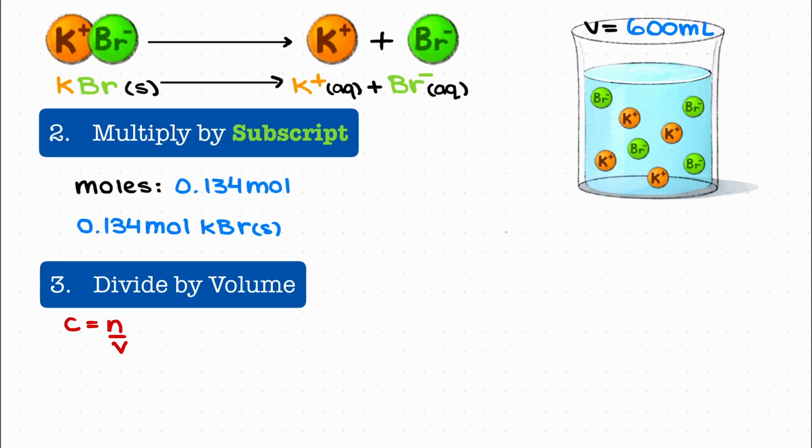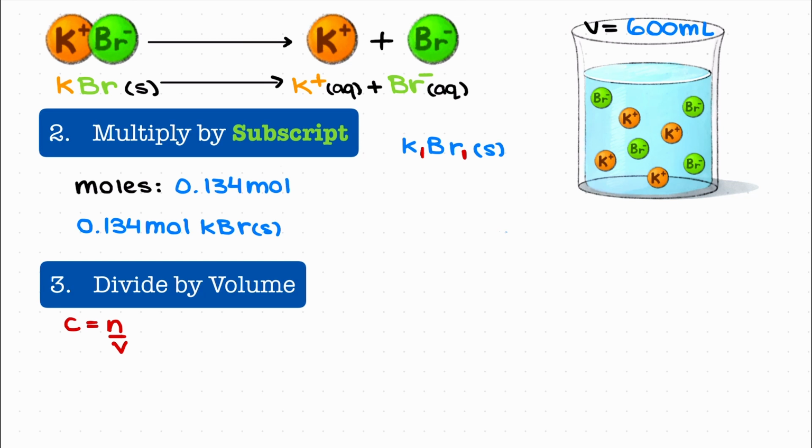All right, let's move on to the second step. So our second step is to multiply by the subscript. Now the subscript is those small numbers that are written after each element to indicate how many of them there are. In the case of potassium bromide, there are these invisible, implied ones that are written after each one to indicate that we have one of each. So in this case, that's what we're going to use. Let's say that we want to calculate the concentration of potassium ions in our solution. Well, first we have to find out the amount of moles of potassium ions in our solution. And to do that, we can set up a molar ratio.